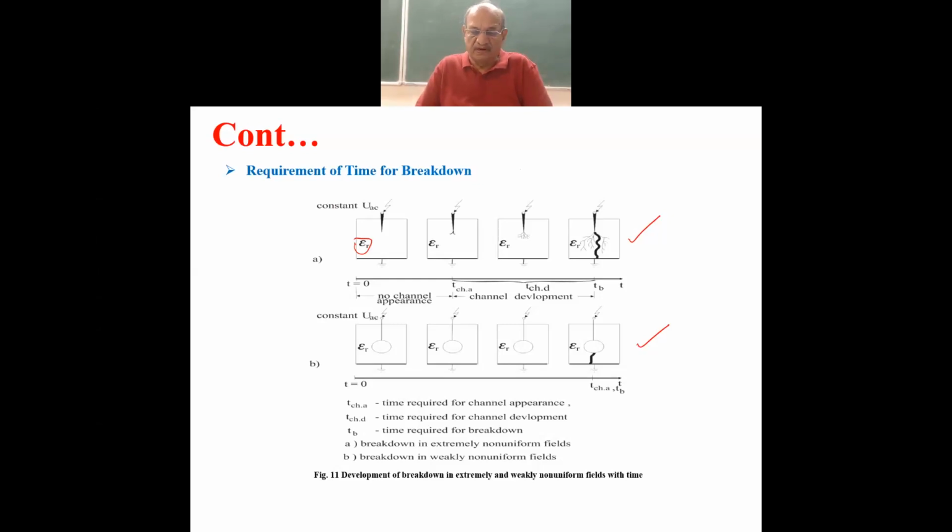Let's consider a solid dielectric. Nothing will happen initially. After some time, there may be a beginning of formation of a breakdown channel at the tip of the electrode, that you see in the second schematic here. That is where the highest field intensity exists. Let's call that time TCHA, that means the channel appearance.